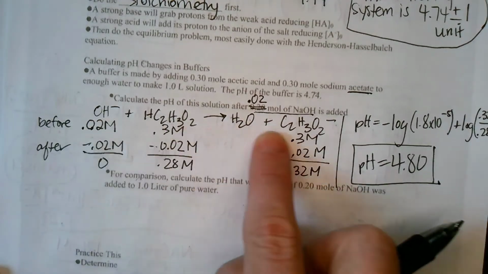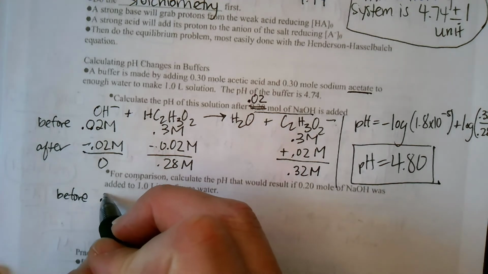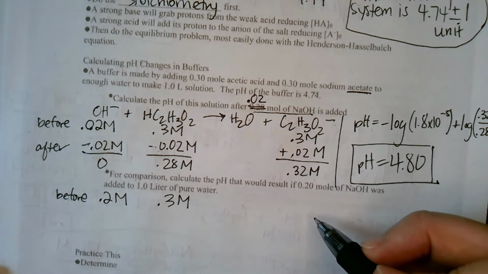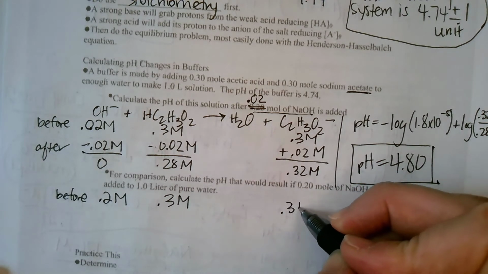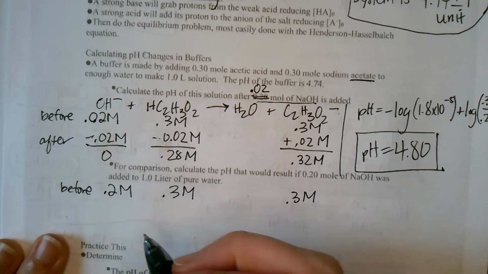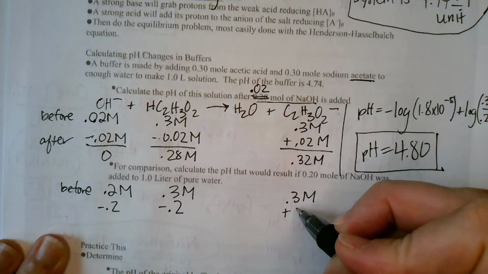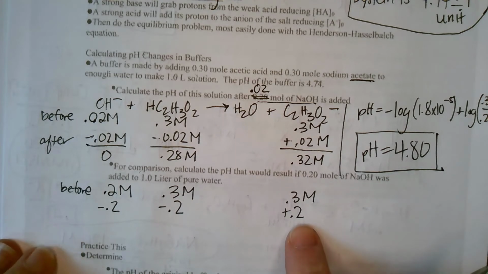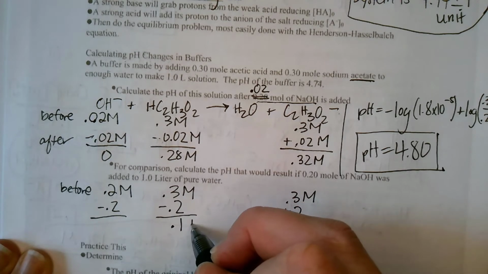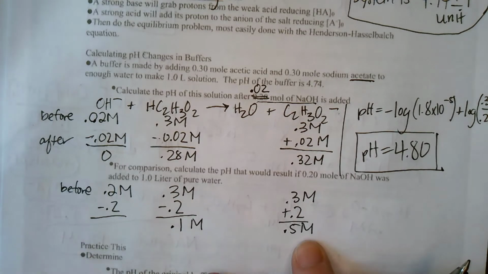Let's set it up. We'll just use the same equation. Our before for the OH is going to be 0.2 molar, the same 0.3 molar for the acetic acid and 0.3 molar for the acetate. But then obviously we would use up the hydroxide first, so we're going to subtract 0.2, consume that, and produce more acetate. So what am I left with? 0.3 minus 0.2 is 0.1 molar of my acid, 0.5 molar of my acetate.